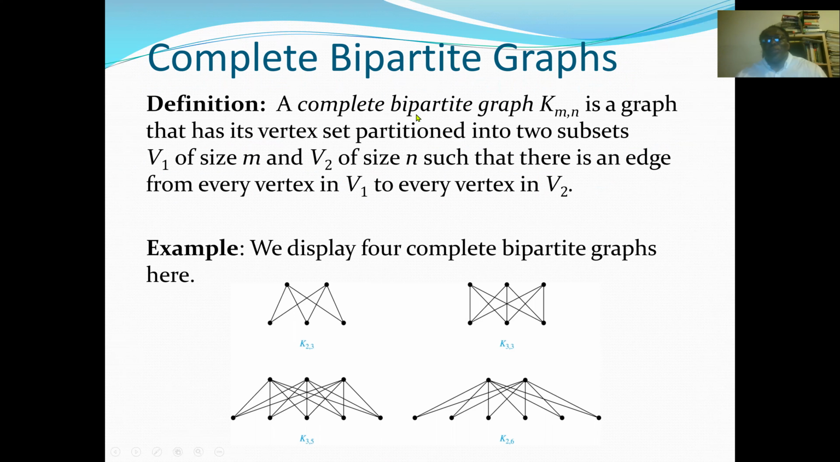We say a complete bipartite graph K(m,n) is a graph that has its vertex set partitioned into two subsets, V1 of size m and V2 of size n, such that there is an edge from every vertex in V1 to every vertex in V2. So this is an example of a bipartite graph.